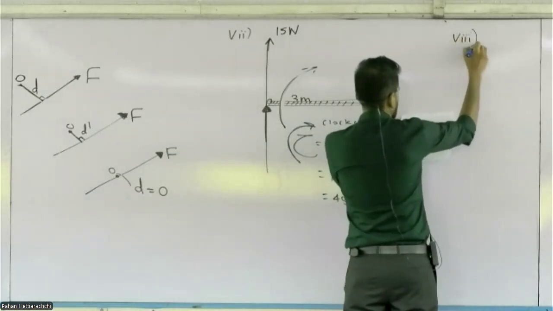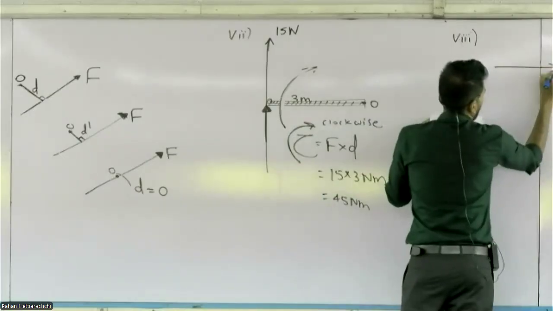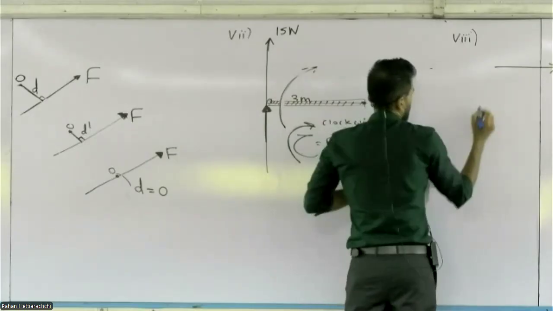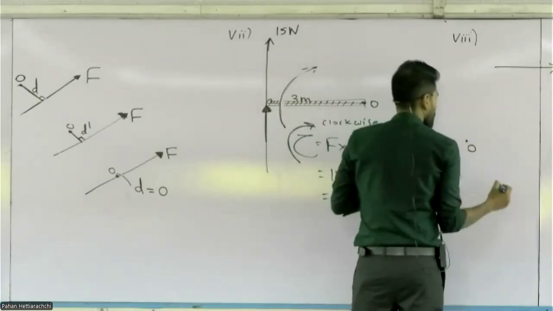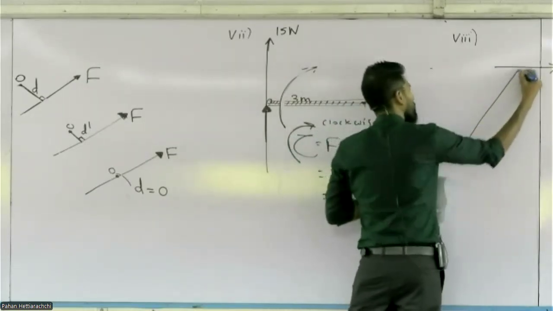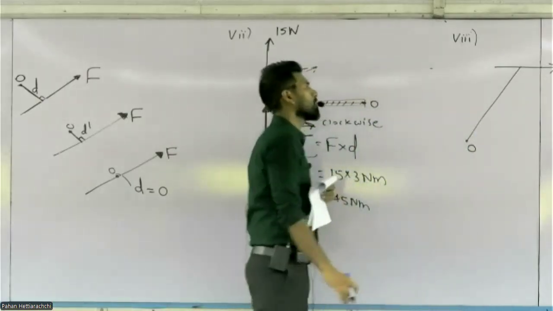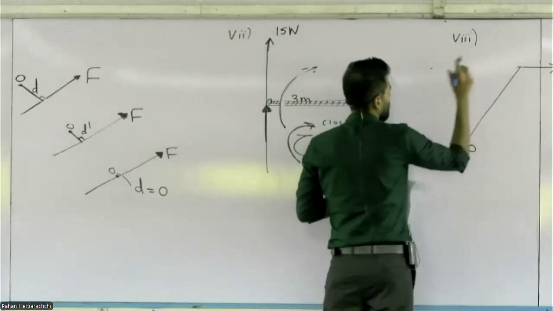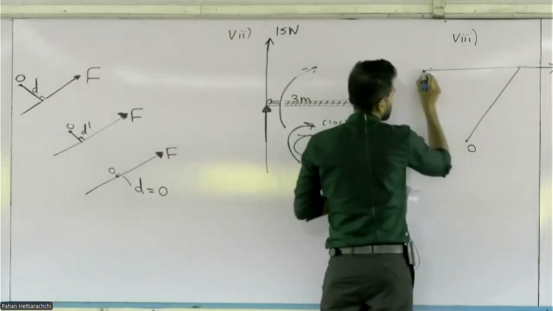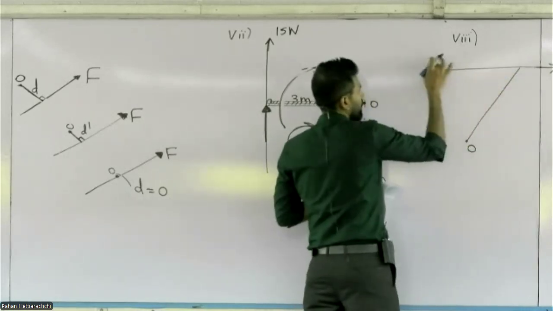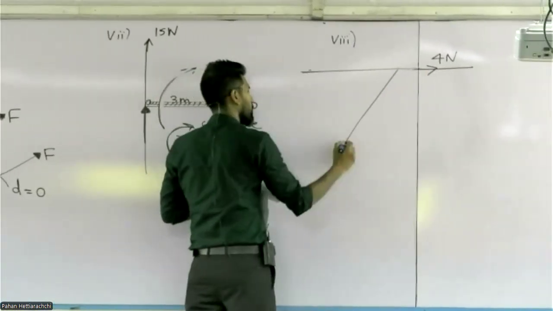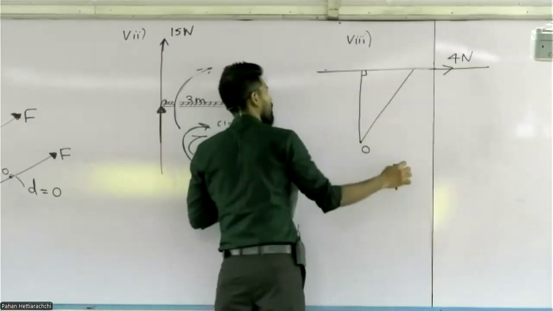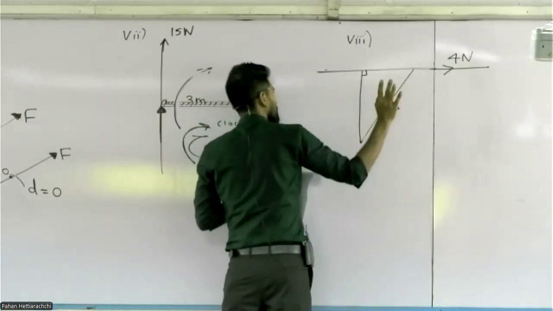Eighth part. There's a 4 Newton force like this, and point O is somewhere here. You can't draw a perpendicular to the force, because the force is somewhere else. Draw the line of action of the force. Continue the line of action and draw a perpendicular to that. If you can't draw a perpendicular to the force, don't take that distance as the perpendicular distance.